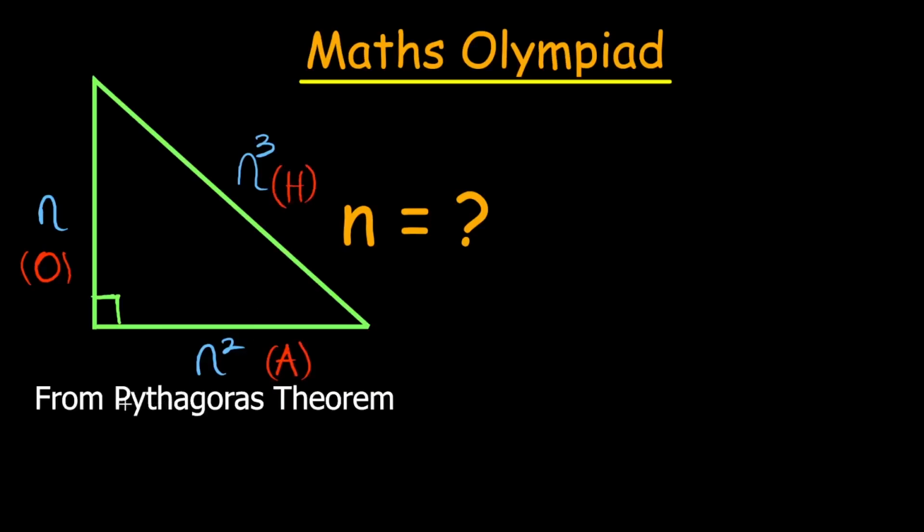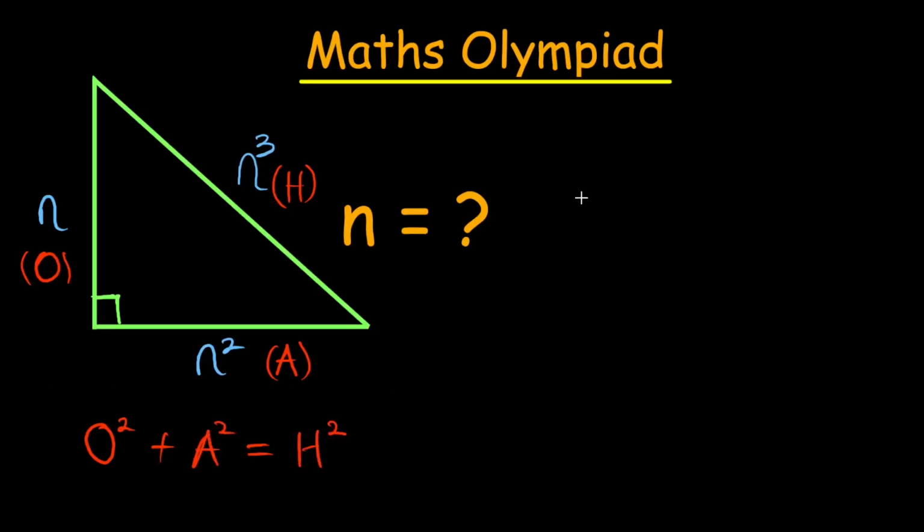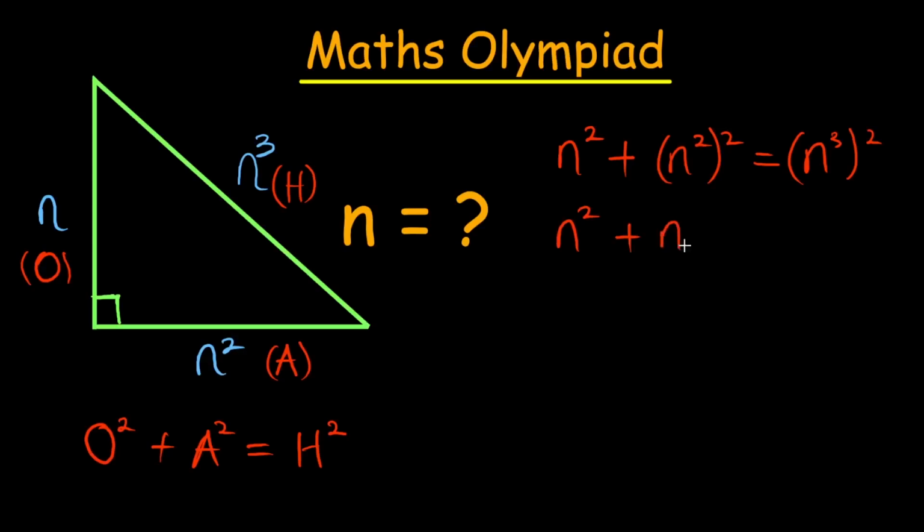From Pythagoras theorem, we have that O square plus A square is going to give us H square. Now if we apply that theorem, we are going to have that n square squared plus n square squared equals n cube all squared. So if I simplify this, I'm going to have n square plus n to the fourth power equals n to the sixth power.